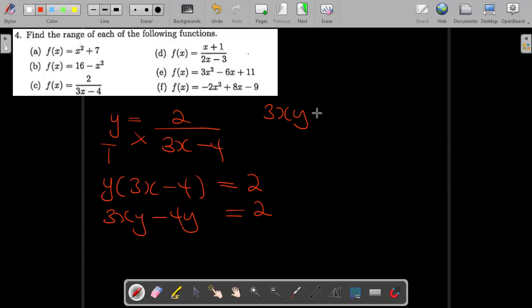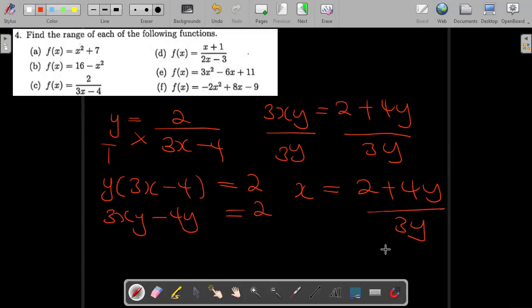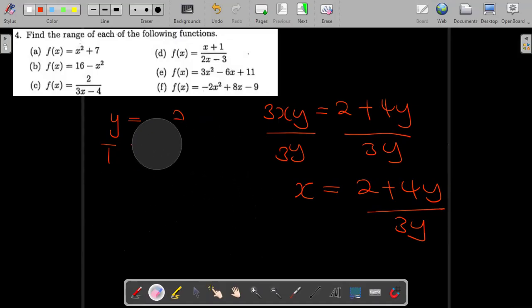Then I can take the other part of this function to the other side. This here becomes positive 4y. Then I can divide this by 3y, and the other side by 3y. So now I'll have that my function is x equal to 2 plus 4y over 3y. So now that I have written it in terms of x, I need to just check the domain of this function. So to take the domain of this, since I've written that, that's the inverse.